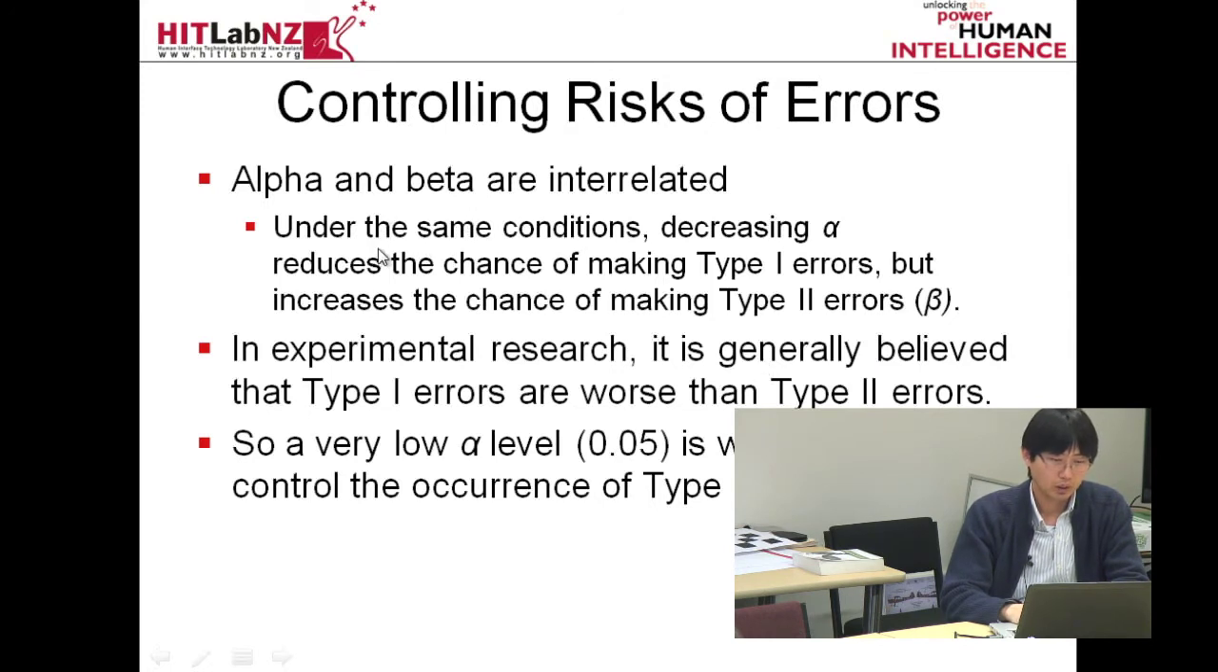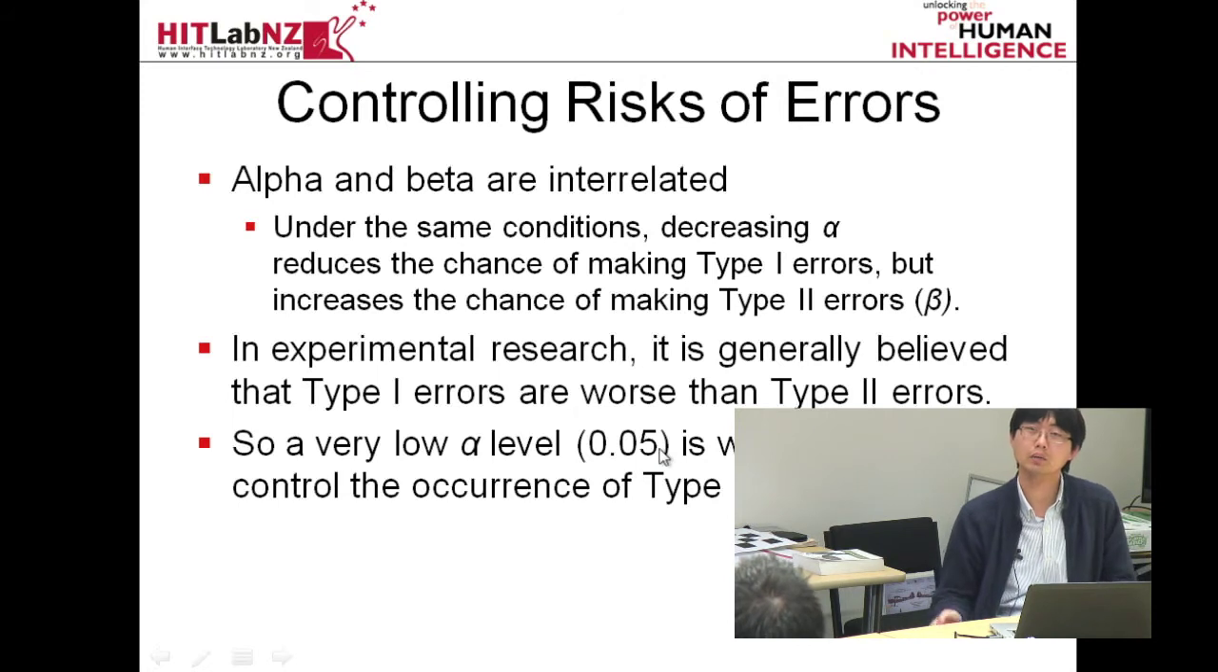So again, wrapping up, alpha and beta are kind of interrelated, but in experimental research, it's generally believed that type 1 errors are worse because that's kind of admitting that you found a new finding, although it might not be true. So we try to be conservative about new findings. Okay, so usually in HCI research, or more generally, many researchers use an alpha level of 0.05, which is basically allowing only 5% of error when you say you find a difference when there is actually no difference. Okay.